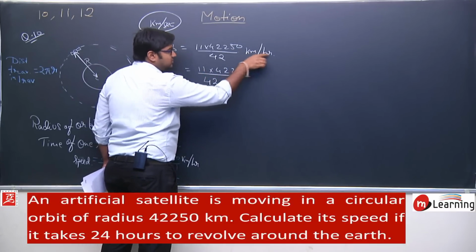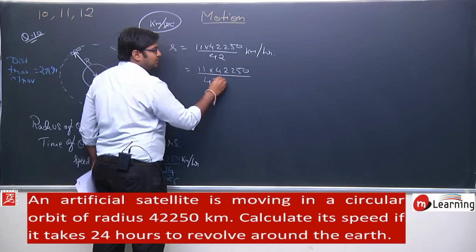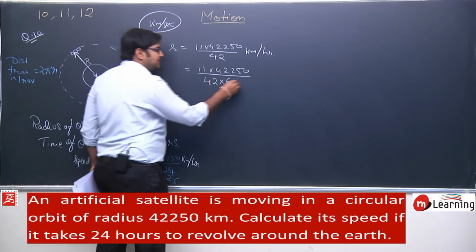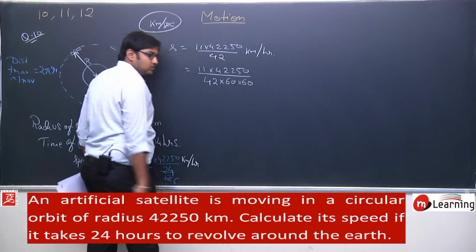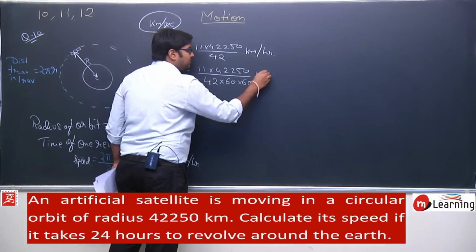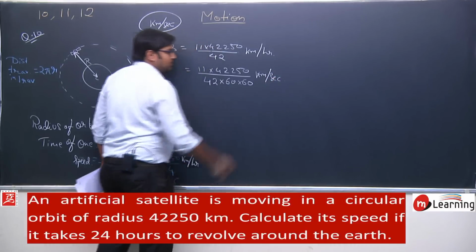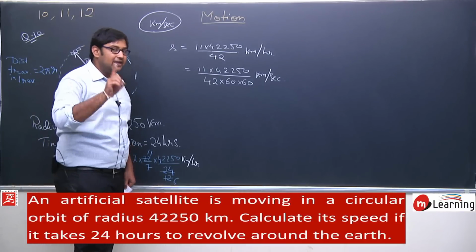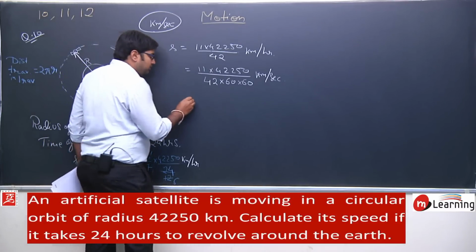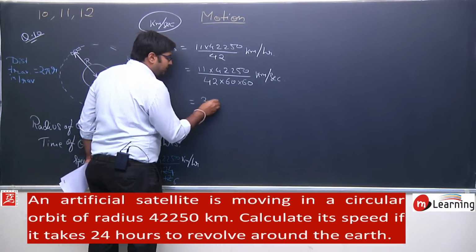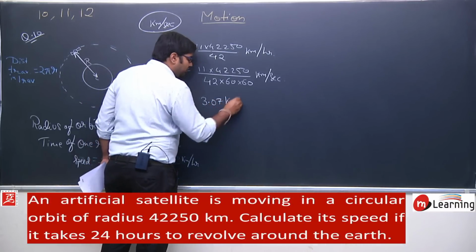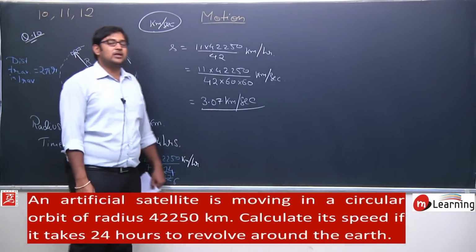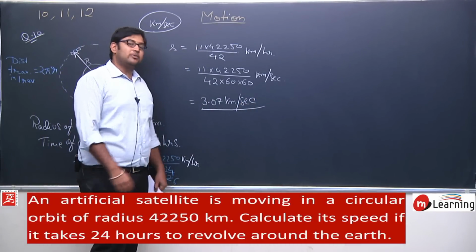Now this is kilometers per hour. So hours I can convert into minutes by multiplying by 60, and then one more time by 60 to convert it into seconds. So now this speed will become in kilometers per second, that is, how many kilometers this satellite is traveling every 1 second. So now when we solve this, this will come out to be 3.07 kilometers per second.